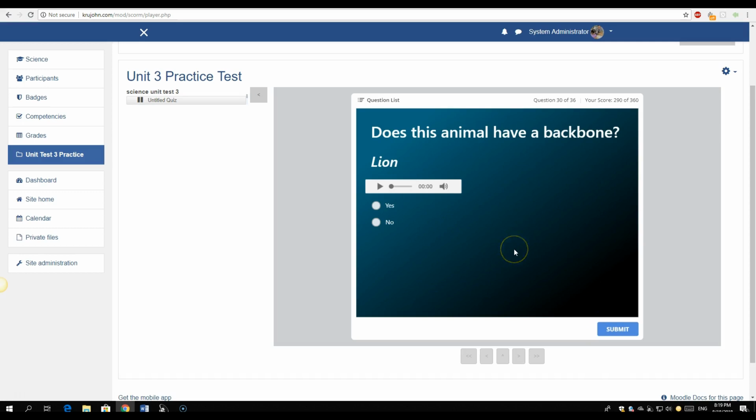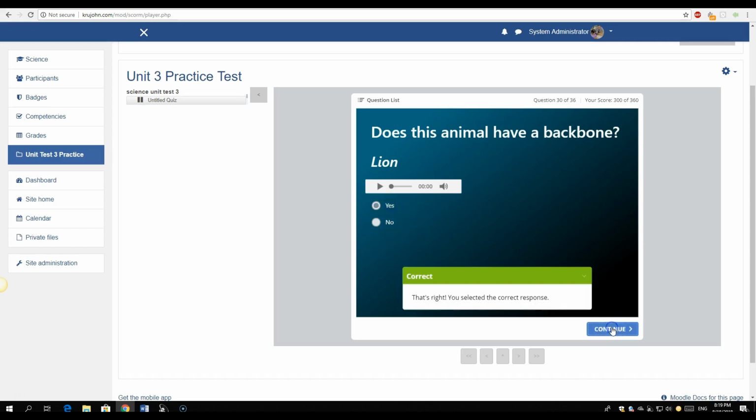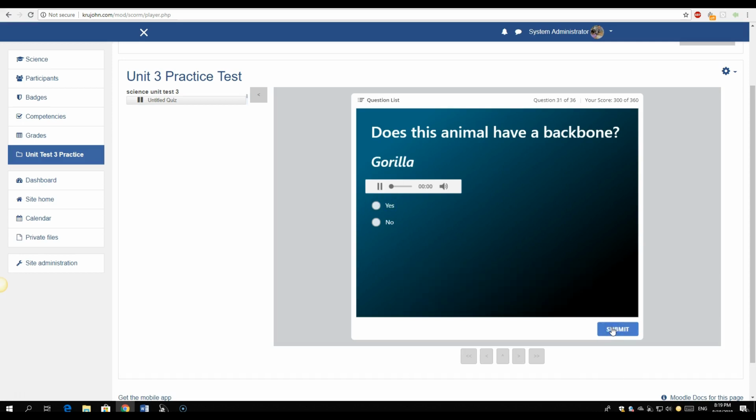Lion. A lion is a predator. A lion is a mammal. Mammals have backbones. Yes. Gorilla. Gorilla is a mammal. Mammals have backbones. Say it with me. Yes. Beetle. A beetle is an insect. Insects do not have backbones. No. Bird. Birds have backbones. Yes.